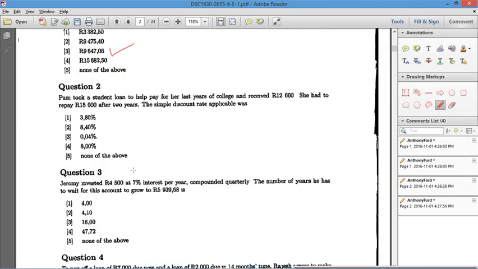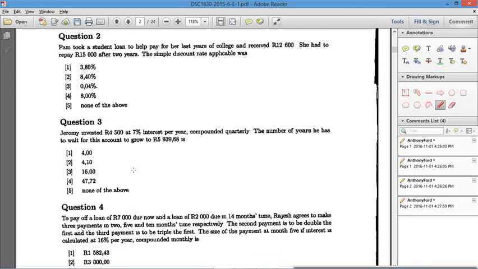Question 2 says, Pam took out a student loan. She applied for a student loan to help her pay for her last years of college and received 12,600. She had to repay 15,000 after 2 years. The simple discount applicable is, again, look for a keyword for me. The keyword that should be standing out for you as well is simple discount rate.